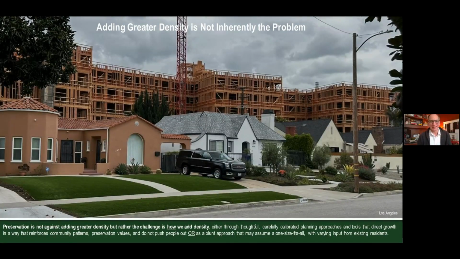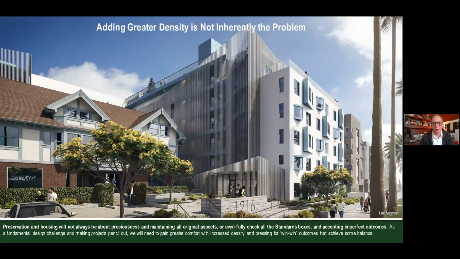Inherently, density is not a bad thing, and I think we often say at the LA Conservancy that we are in support of density. It's about how we add density: either through a thoughtful, carefully calibrated planning approach, or a blunt, one-size-fits-all approach that doesn't reinforce existing neighborhood values or character, or involve the residents. So it feels like it's happening to them. How do we make this so it's happening with them? And how do we carefully add density in a way that's thoughtful and reinforces preservation values?